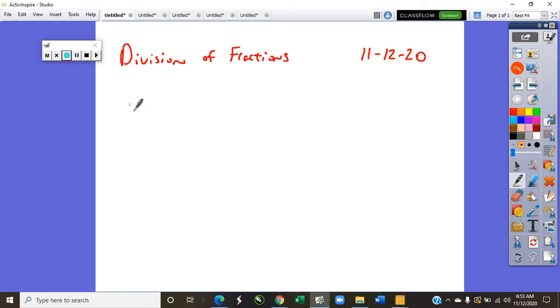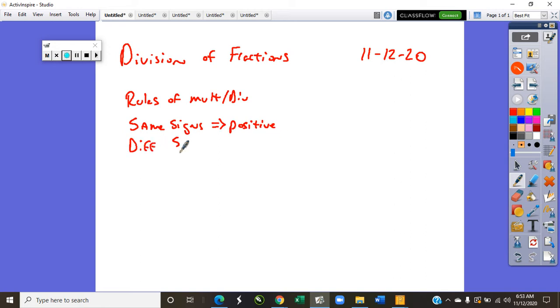The first thing you need to remember is the rules of multiplication and division, and those rules are: same signs, meaning negative times a negative or negative divided by a negative or positive and positive, always equal positive. And different signs, tell me, always equal what? That's right, negative. This doesn't change just because they're fractions.